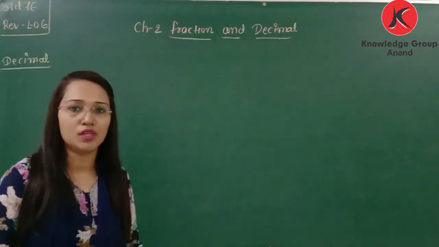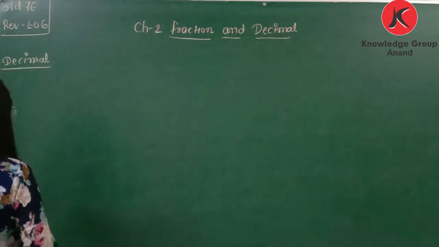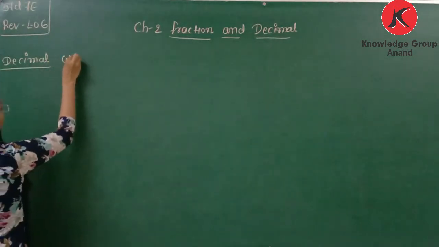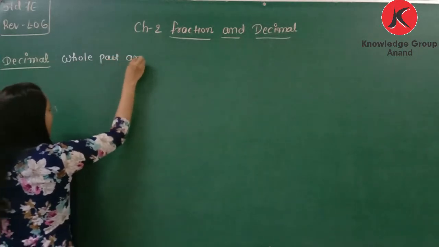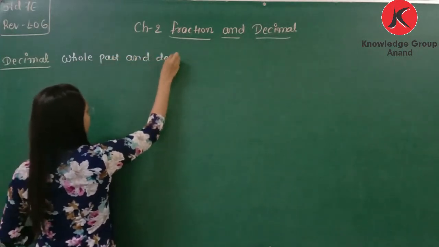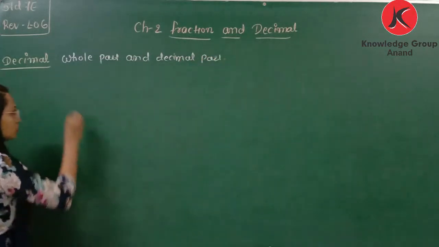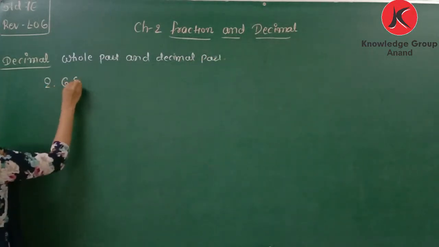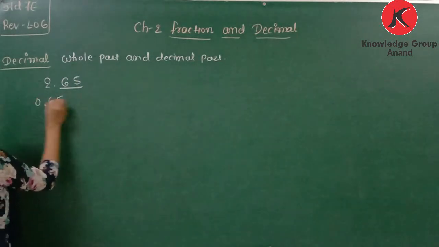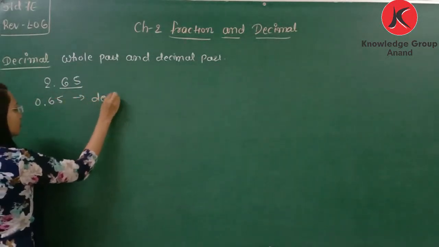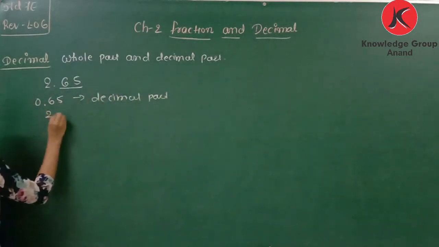Now what is a decimal number? It contains a whole part and a decimal part. So in a decimal number we have a whole part and a decimal part. If we write 2.65, then here .65 is the decimal part and 2 is the whole part.